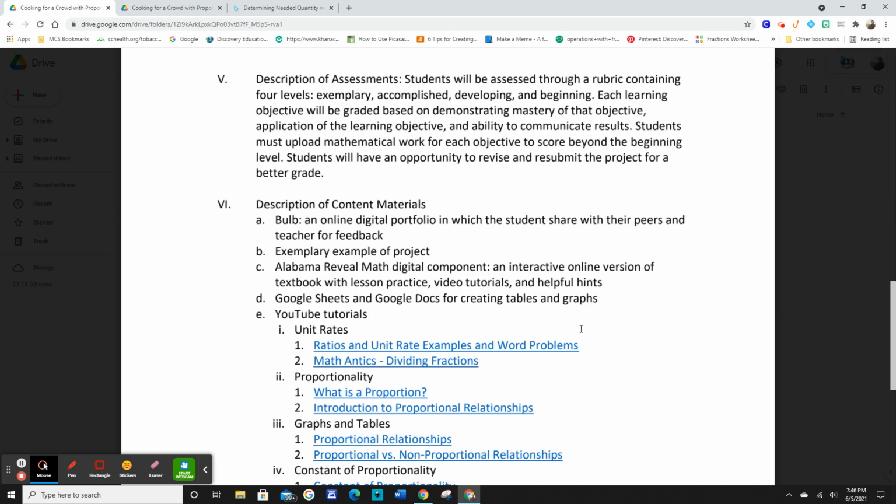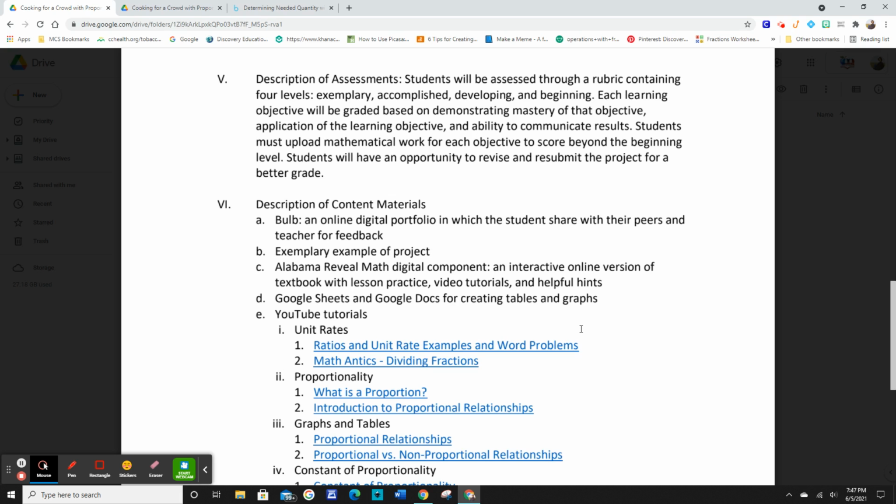Description of assessments. The students are going to be assessed through a rubric containing 4 levels: exemplary, accomplished, developing, and beginning. I chose those particular headings because they are very positive and encouraging to the student. So if a student lands in the developing section for one of the objectives, that doesn't mean that they're doing bad. It just means that they've got room to grow. So it kind of gives them a starting point.